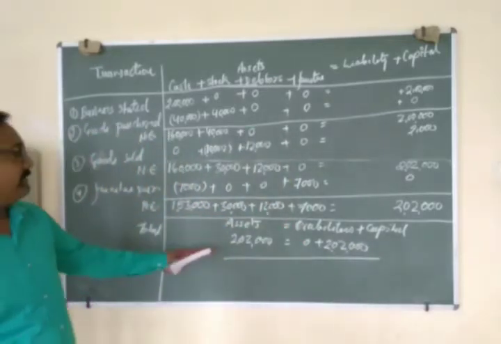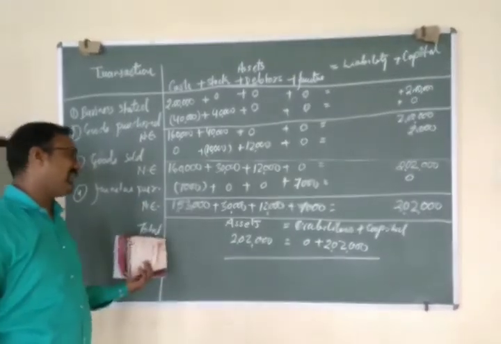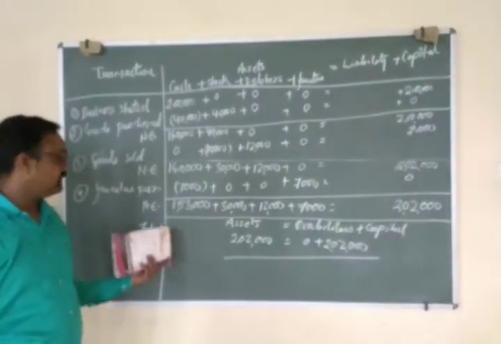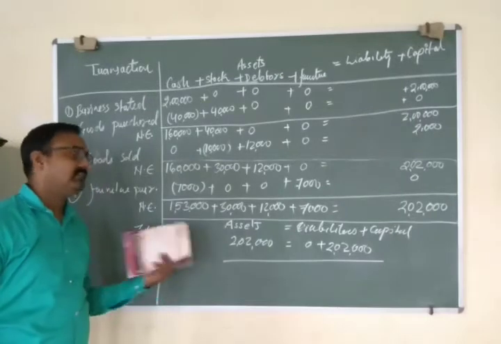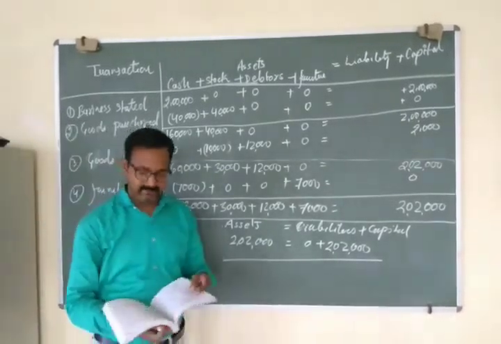Here we can verify our answer. Up to this level we can write the new equation. At the last, whatever amount it is, you can write as a total. Okay, so that was the solution of question number 1.